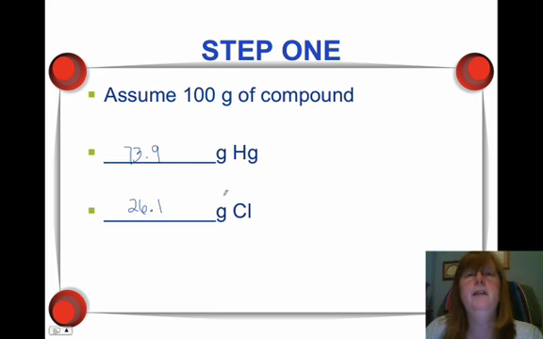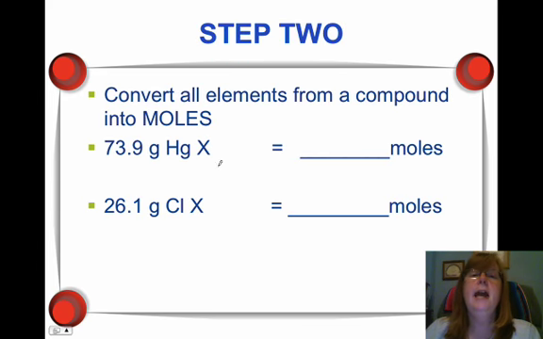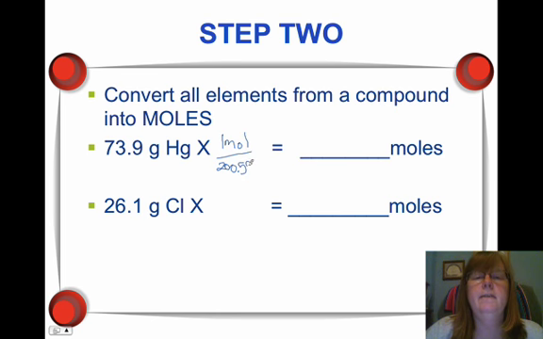Step 2, convert grams into moles. And we're going to do that by dividing by the molar mass. And so we're going to use the periodic table, and a mole of mercury has a mass of 200.59 grams, and a mole of chlorine has a mass of 35.45 grams.